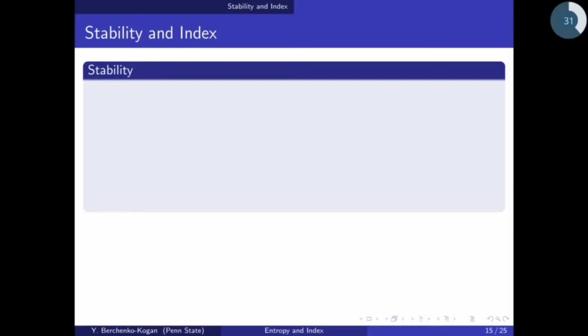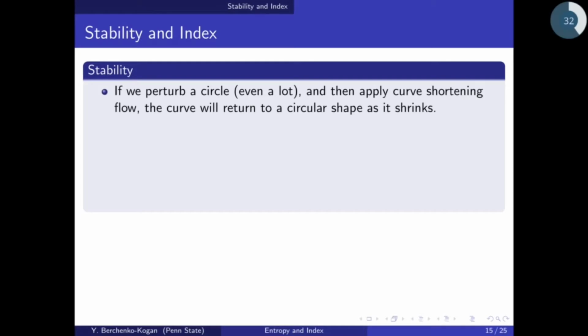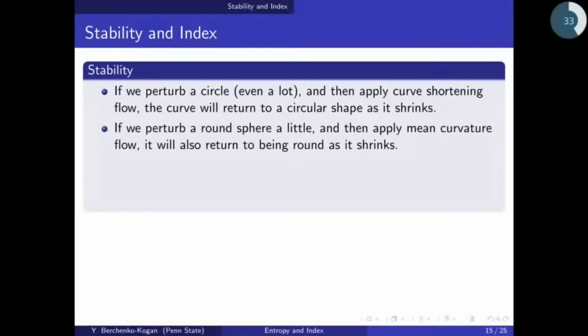Okay, so now I'll talk about the stability and index of self-shrinkers. To get an intuitive sense of the stability of self-shrinkers, we can remember what happened with curve shortening flow. The idea is we perturbed a circle, even a lot, and we got a curve that was very much not round anymore. And then we applied curve shortening flow, and it returned back to a circular shape as it shrinks.